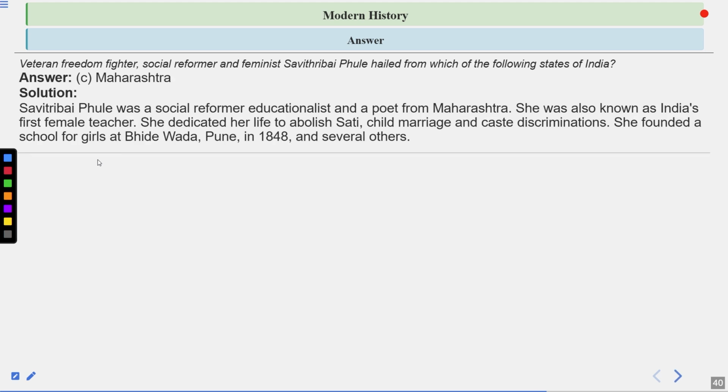Solution. Savitri Bai Phule was a social reformer, educationalist, and poet from Maharashtra. She was also known as India's first female teacher. She dedicated her life to abolish sati, child marriage, and caste discriminations. She founded a school for girls at Bhidewada, Pune in 1848 and several others.